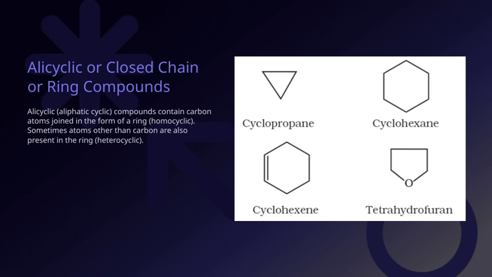Now, an important point to remember is that sometimes the ring isn't just made of carbon atoms. Other atoms, like nitrogen or oxygen, can also be part of the ring, and when this happens, we refer to these as heterocyclic compounds. So, to sum up, alicyclic or ring compounds are characterized by their cyclic carbon framework, and they may be either purely carbon-based or contain other elements within the ring. This structural feature influences their chemical properties and reactivity, which is why understanding these compounds is fundamental in organic chemistry.